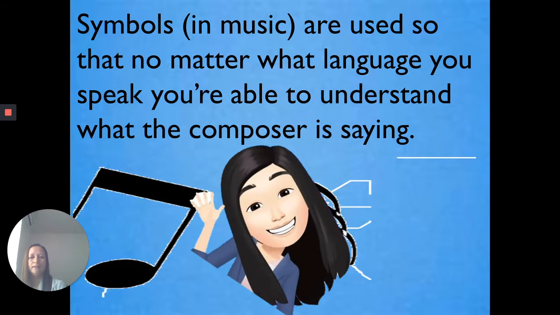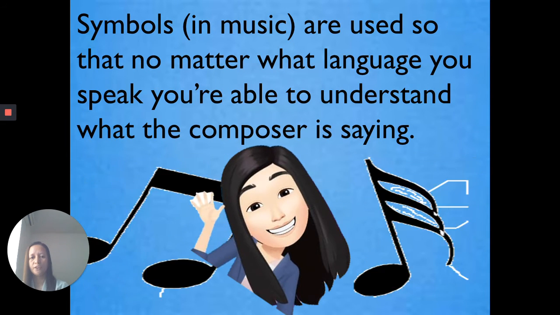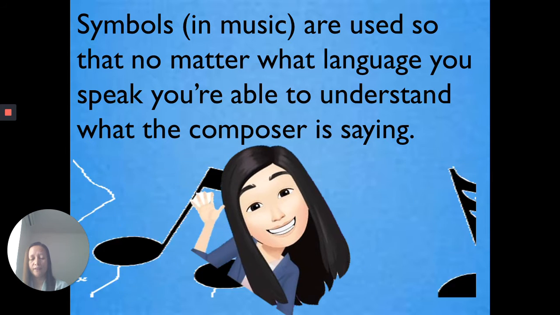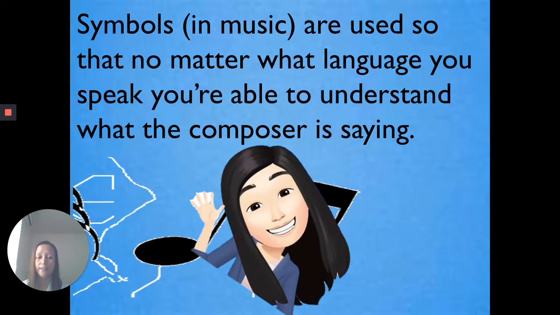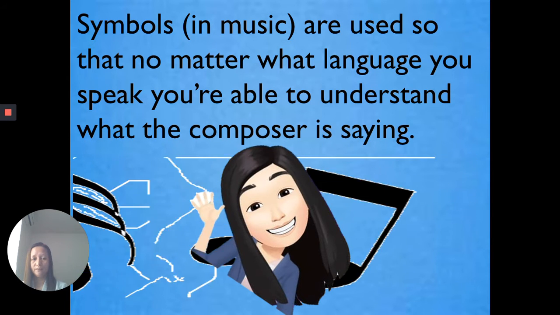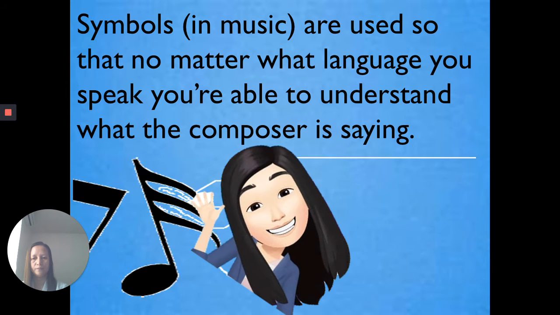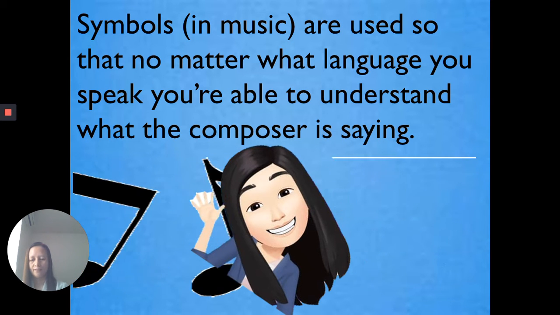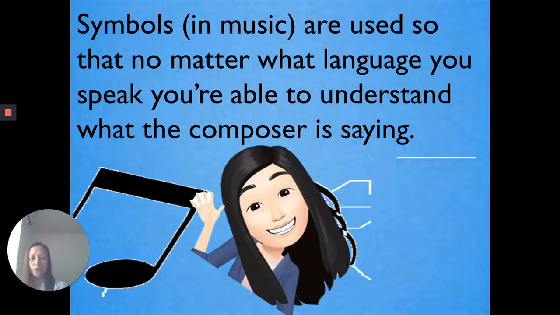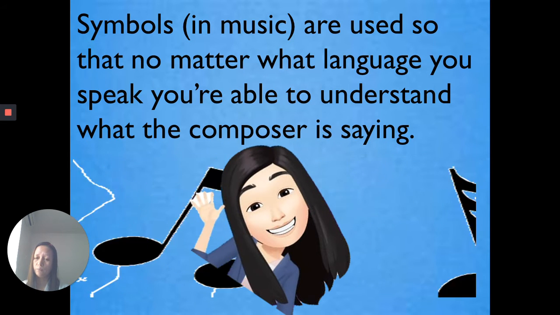Now, symbols in music are used so that no matter what language you speak, you are able to understand what the composer is saying. Anyone in the group can explain? Okay, thank you. A symbol represents an idea or image used by the composer to express what emotion or feelings he has.